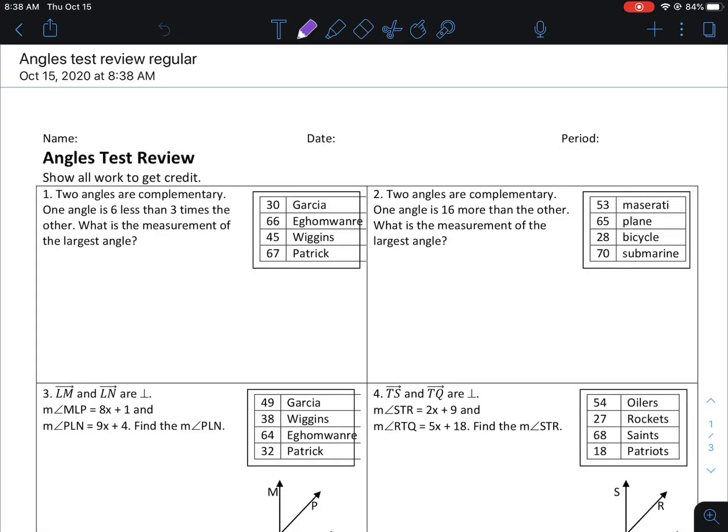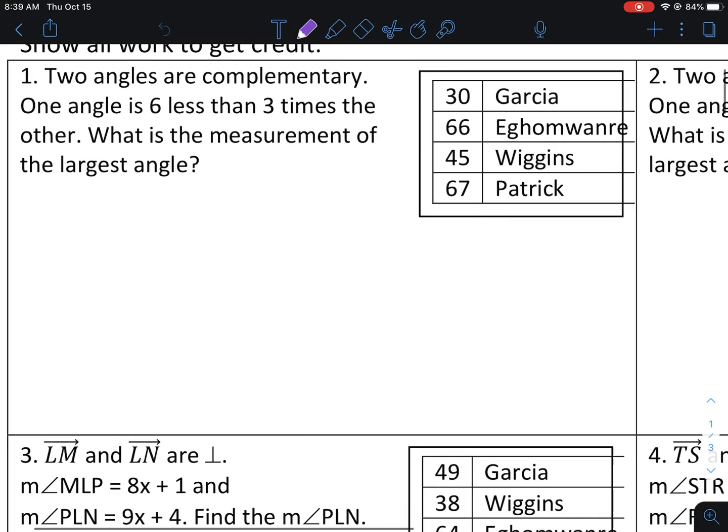All right, angles test review. Number 1, two angles are complementary. So first thing I need to do, since I know that complementary means 90 degrees, is to draw a 90-degree angle and then cut it into two smaller angles like so. And of course, this is 90 degrees.